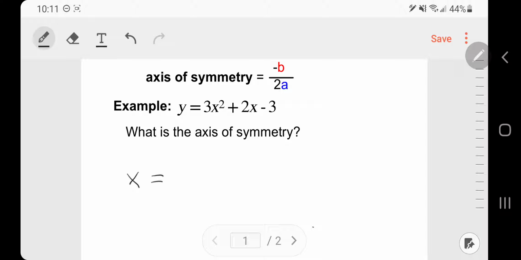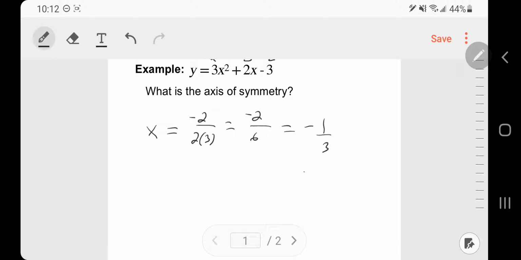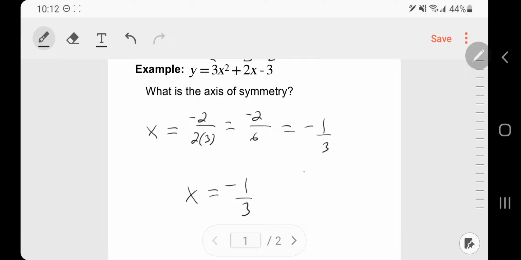Alright, so we have negative b over 2a, we have our a and our b. I'll go ahead and label c, even though we're not going to use it. And we have negative b, so that would be negative 2 over 2 times our a, which is 3. Okay, so we have negative 2 over 6, which would be negative 1/3. So the equation for the axis of symmetry of this specific quadratic would be x equals negative 1/3. So that would be a vertical line drawn at x equals negative 1/3.